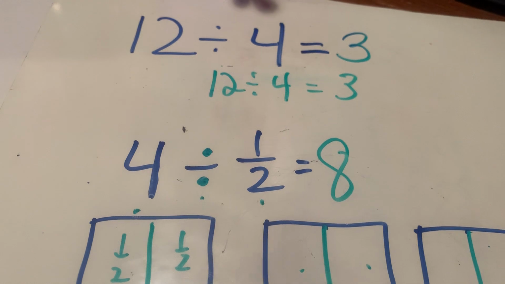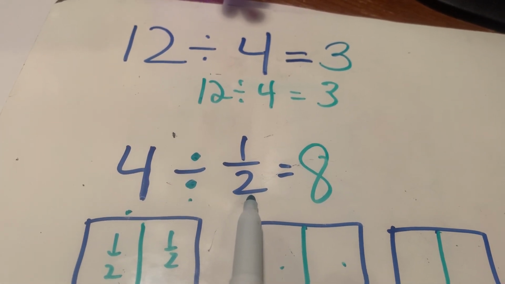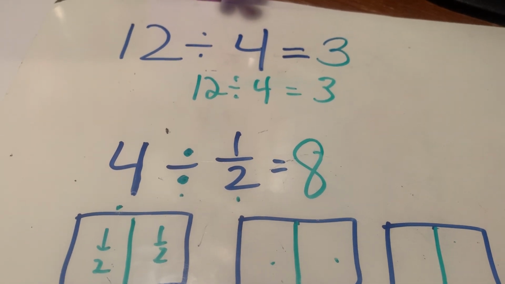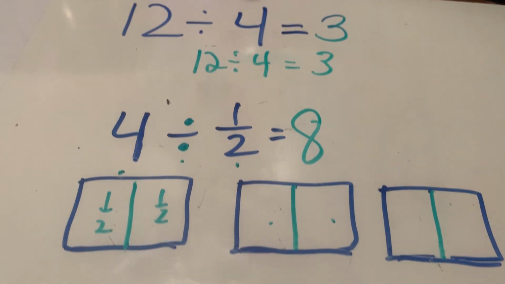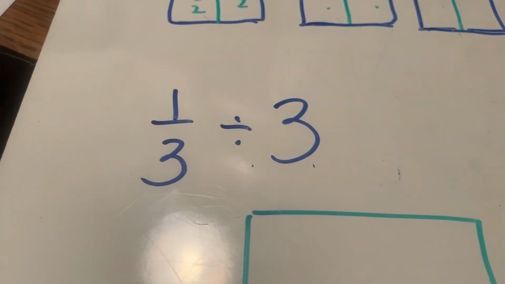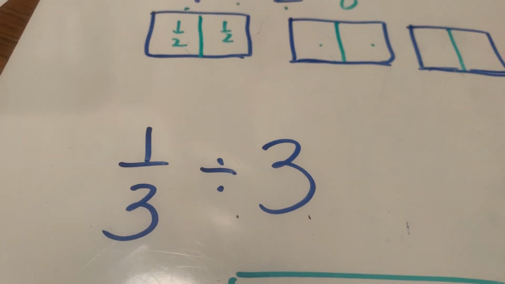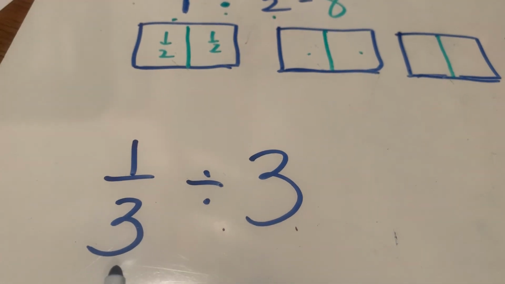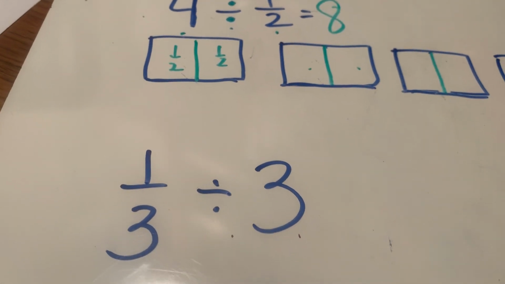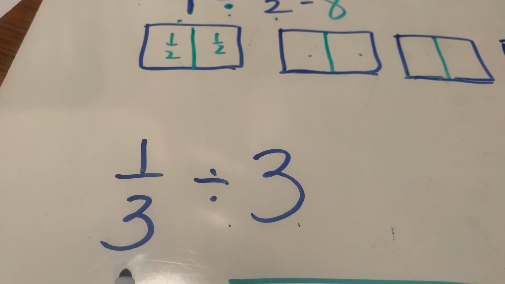Isn't that interesting? The quotient is larger than the divisor and the dividend. I wonder if that'll happen when we divide a unit fraction by a whole number. So let's think about it. What if you had 1/3 divided by 3? The first thing you could think about is how many groups of 3 are in 1/3.